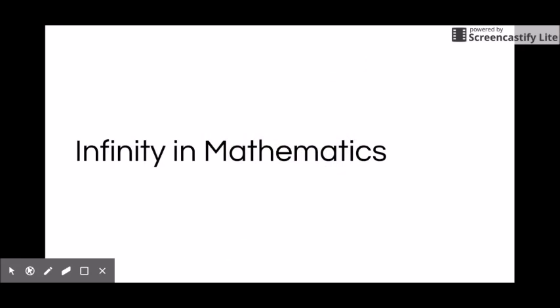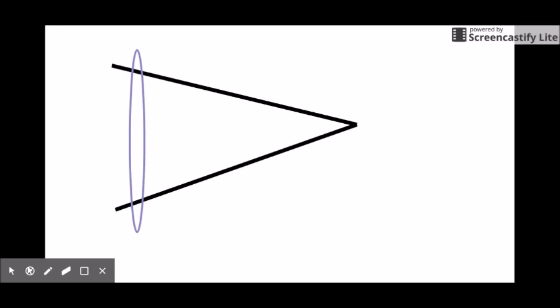So let's look at infinity in mathematics. Mathematicians say parallel lines meet at infinity. These are a set of parallel lines. We say lines are parallel when they do not intersect. So what do we mean when we say they intersect at infinity? For that, you need to look at intersecting lines. As you go further and further from the point of intersection, you can imagine a portion of it might look parallel.